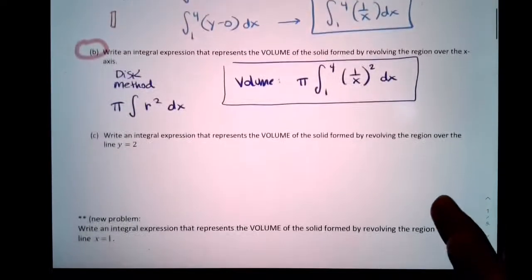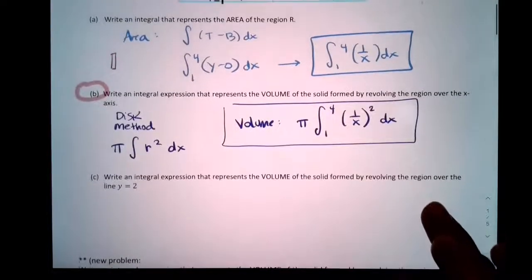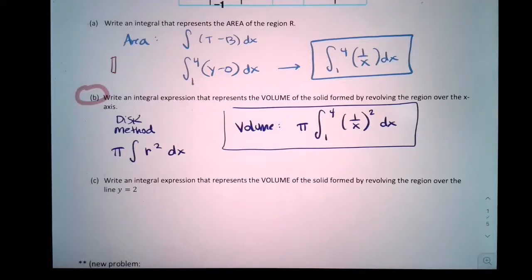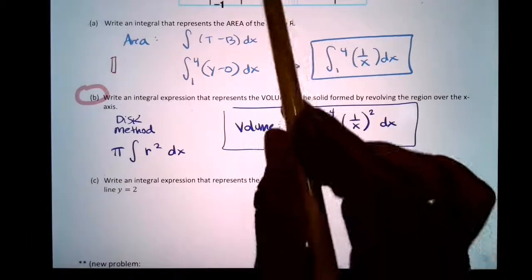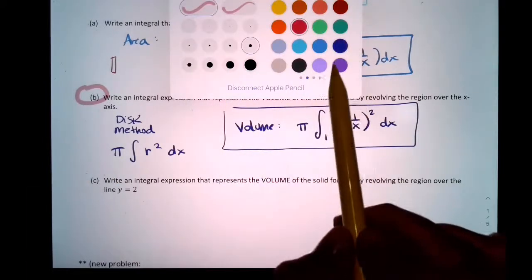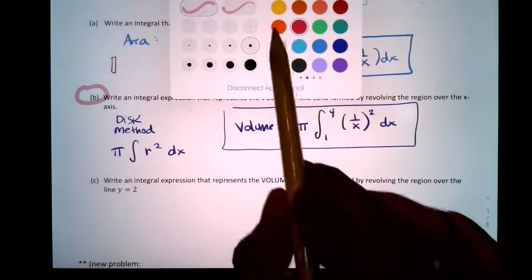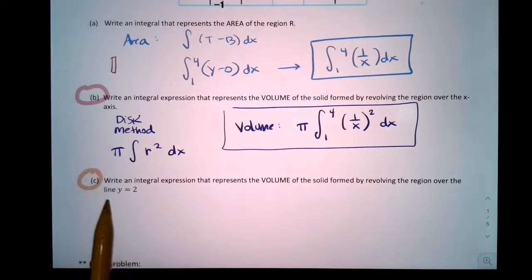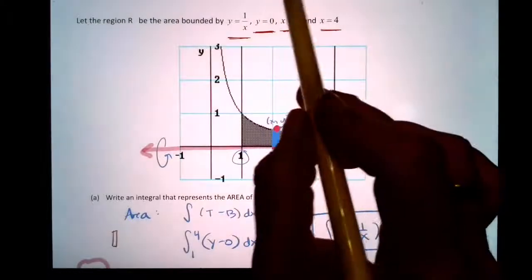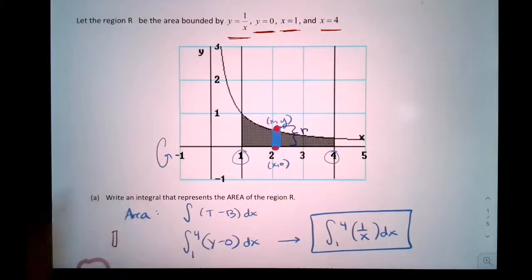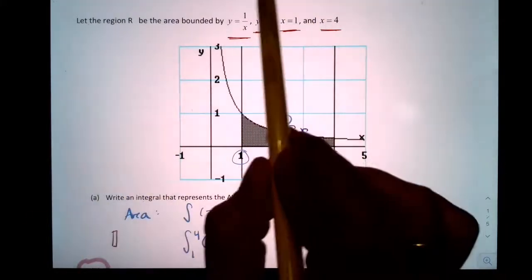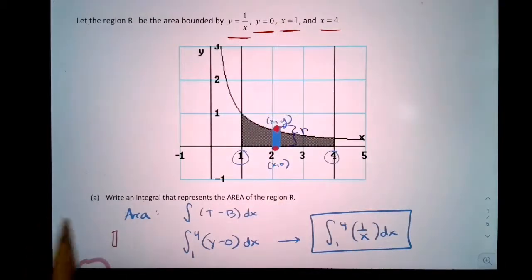Now we'll take a look at part C, where part C is asking for another volume, but this time we're going to find the volume by revolving about the line y equals 2. So I will try to choose a color that stands out. Maybe I'll use orange. Let's see how that does. All right, so we're going to revolve around y equals 2. So I'll go back to my picture. Maybe I'll try to get rid of my last spinner. Let's get rid of all of those, and let's put in my new spinner at y equals 2.